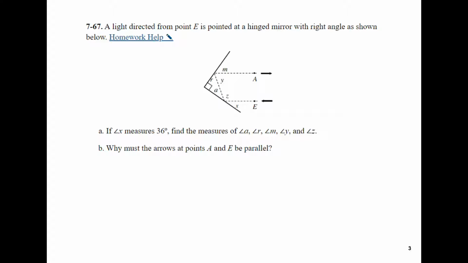Problem 767 says a light directed from point E is pointed at a hinged mirror with a right angle as shown below. If the measure of angle X is 36 degrees, find the measures of angle A, angle R, angle M, angle Y, and angle Z.